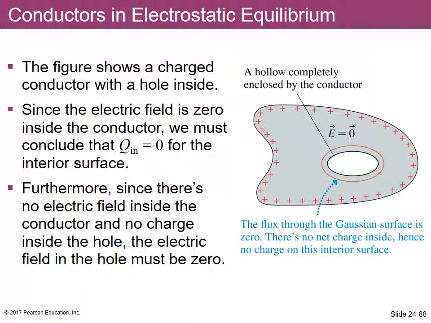The figure shows a charged conductor with a hole inside. Since the electric field is 0 inside the conductor, we must conclude that Q_in equals 0 for the interior surface. Furthermore, since there's no electric field inside the conductor and no charge inside the hole, the electric field in the hole must also be 0.